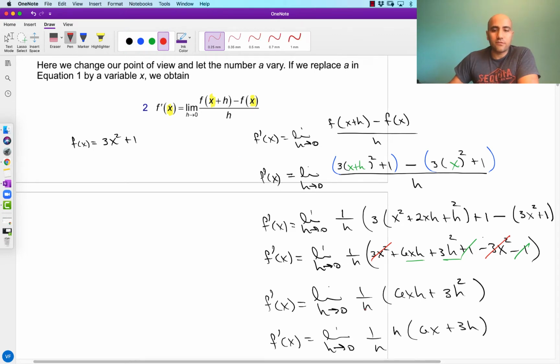The h's cancel, finally, and we've achieved our goal, right? Because we know from our work with limits that if we have a polynomial and we're trying to find the limit, all we have to do is evaluate that polynomial at the value of the limit. If we have a rational function, then it's the same thing.